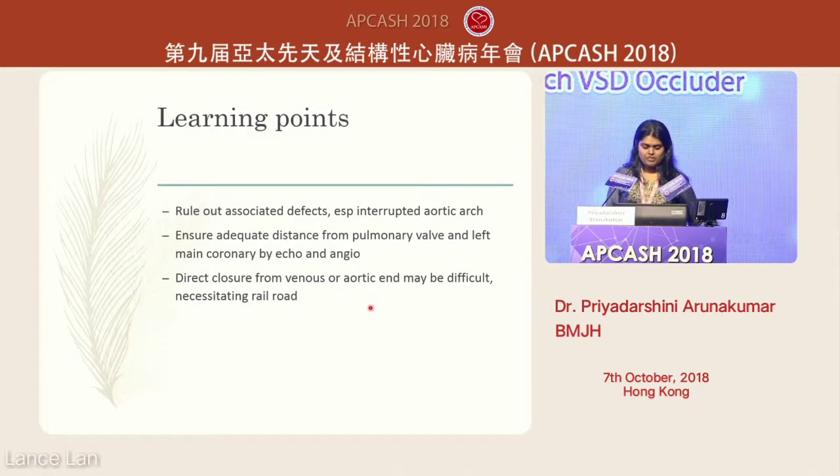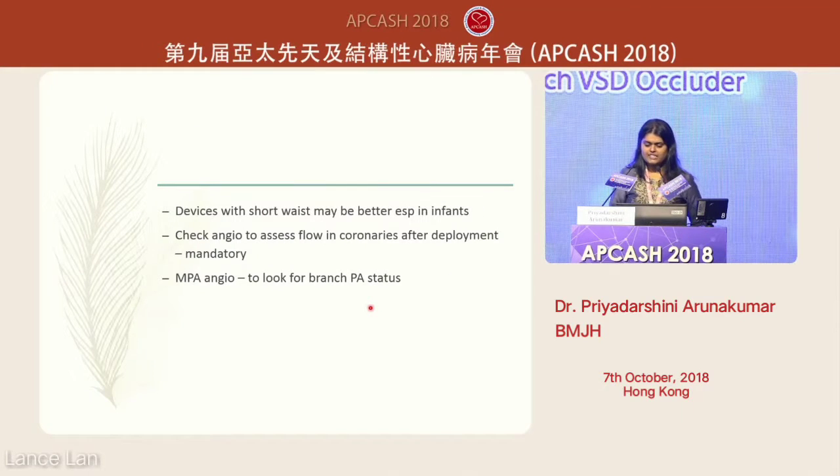And direct closure from the venous and aortic end may be difficult, as was in our case, but some operators have been successful in doing it, and it might necessitate a railroad arteriovenous loop that way. A device with a short waist would be really good, especially in infants weighing less than 6 kgs and less than 6 months or 1 year of age. And a check angio to assess the flow of coronaries after deployment is mandatory. And an MPA angio, which we didn't do, would be a good idea after the procedure to look at the branch PA status. And echo might be okay for assessment too.